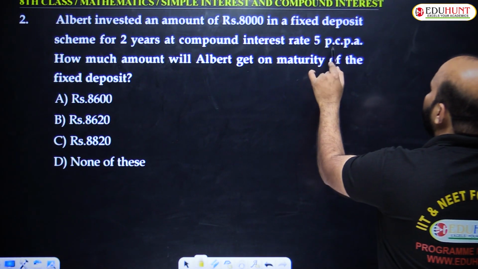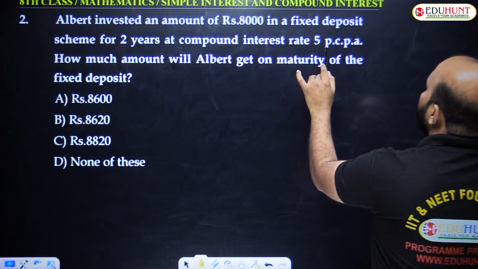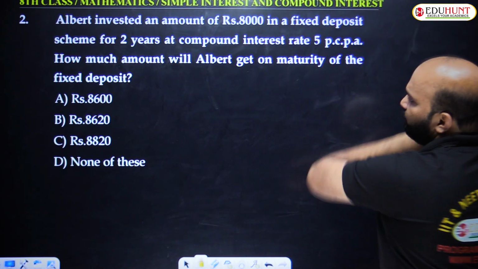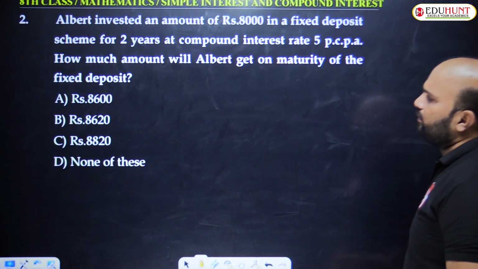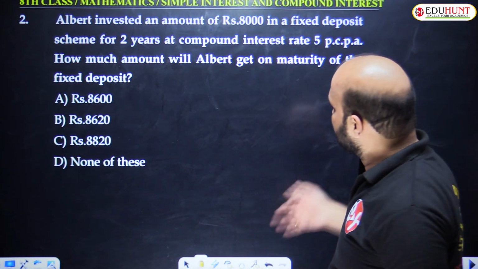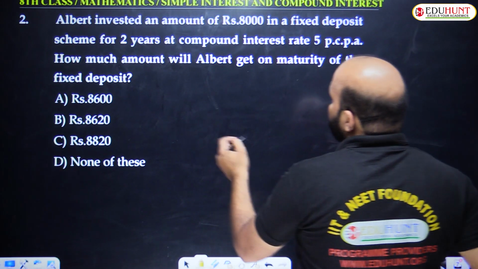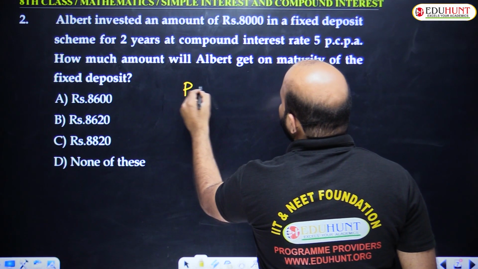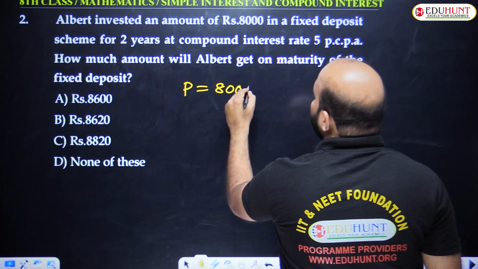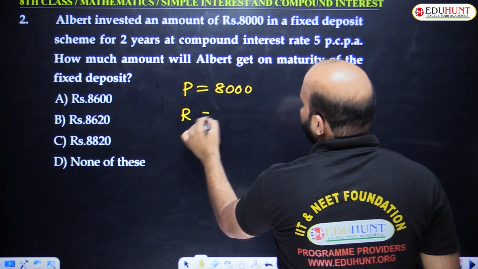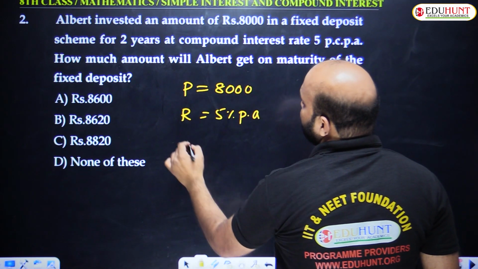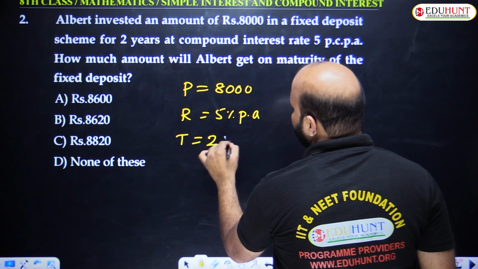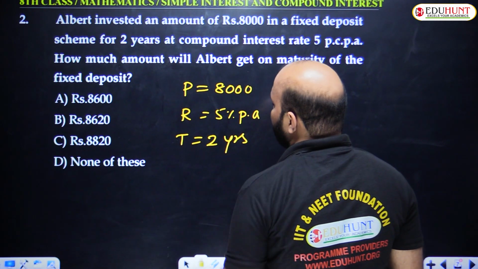5% p.c.p.a., nothing but percentage per annum. How much amount will Albert get on maturity of the fixed deposit? Albert invested a principal of 8,000 at the rate of 5% per annum compound interest, for 2 years. But what I am asking is the amount.